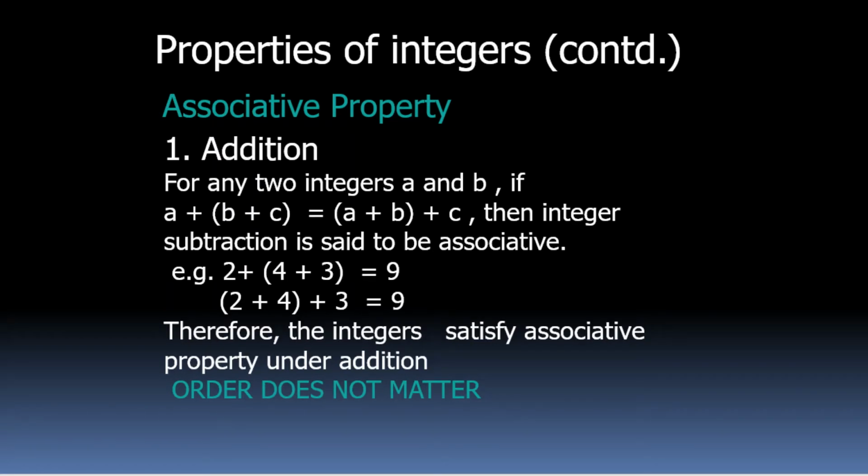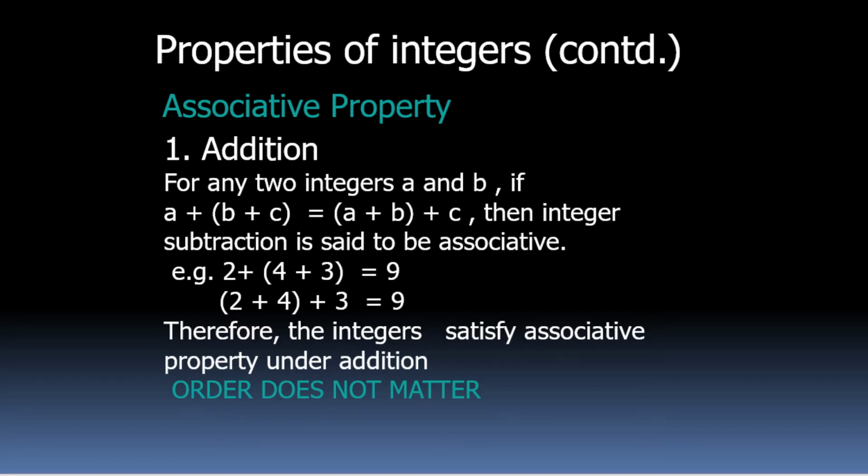Moving to the associative property for addition. For any integers a, b and c, a plus, within the bracket, b plus c is equal to, in the bracket, a plus b, outside the bracket plus c. The integer addition is said to be associative.